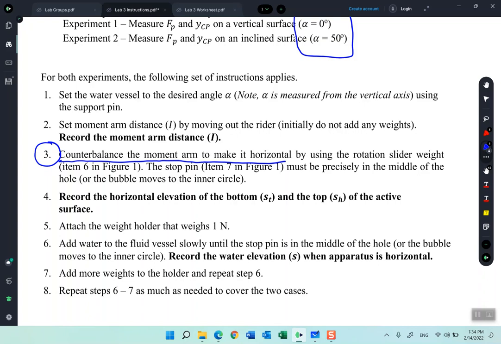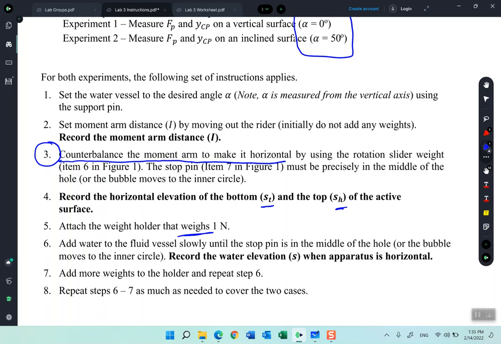After balancing the system, you will have to get two elevations. As we said previously, we will have to calculate ST and SH. Once you do that, you have the equipment ready to work. You can add weights. And of course, each weight you will add will disturb the system. Won't make it in equilibrium again, right? Because it was horizontal, it was balanced, but when you added forces, it won't be in balance again. So the whole idea will be how to get back this balance.